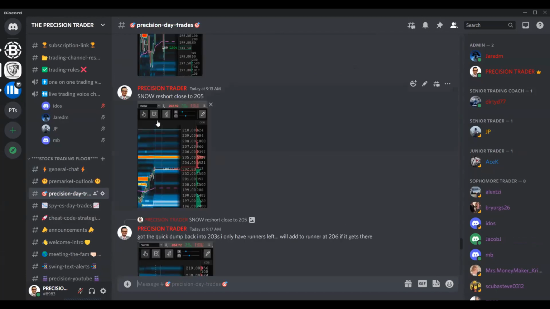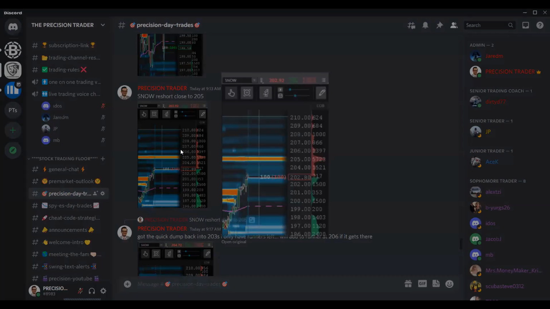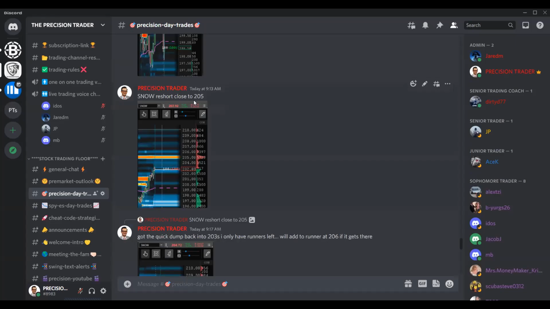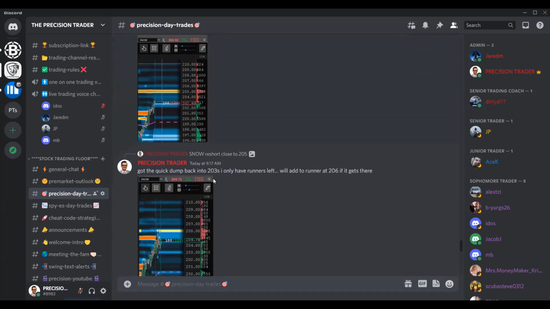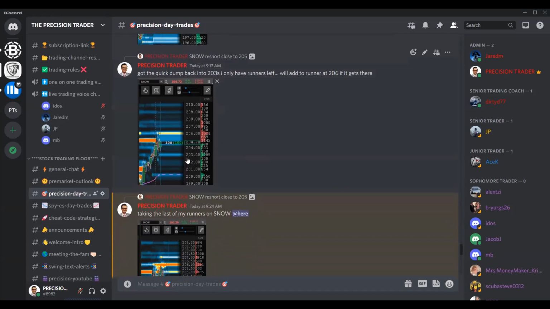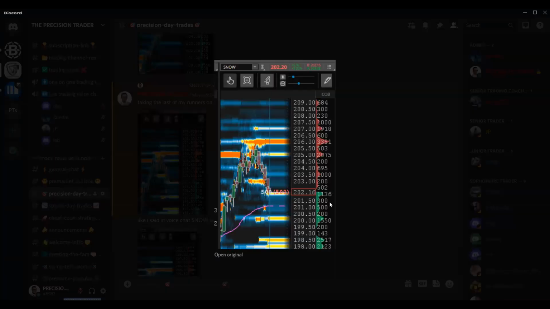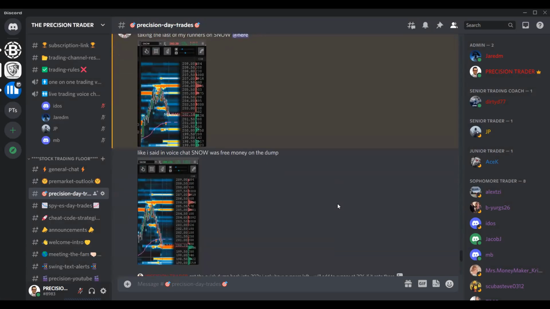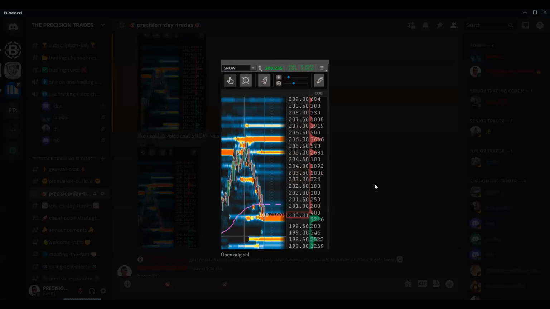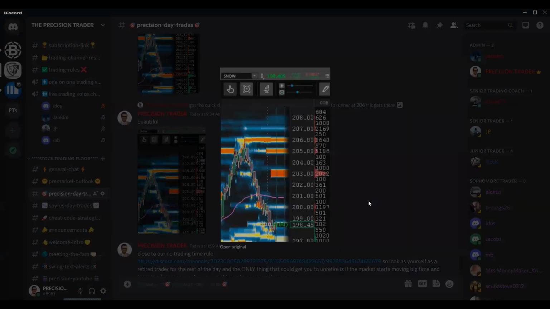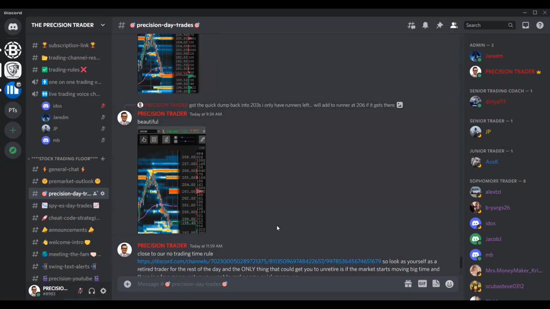Okay, so again, here was a prime example, SNOW reshort. Sent this out around 202.80. So looking to reshort SNOW, because we'd already hit it a couple times before, to reshort SNOW for 205. And then got our quick dump back into the 203s. I took my last runner around the 202 level, and then continued to dump from there. So with that said, that was our SNOW play.